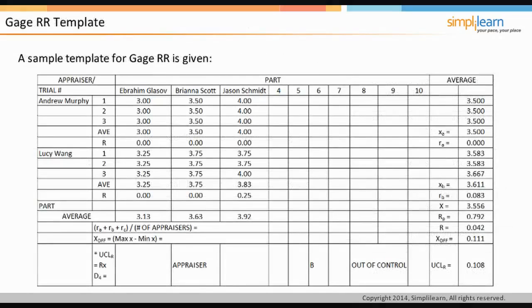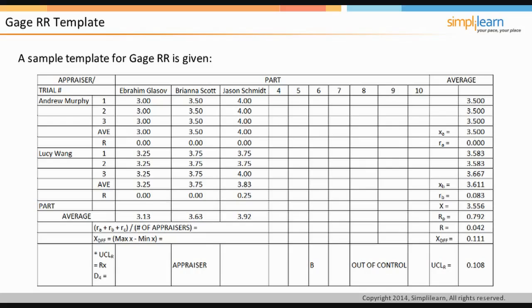A sample gauge RR sheet is given on this screen. The operators here are Andrew Murphy and Lucy Wang, who are the appraisers in this study. They have measured and rated the performance of 3 employees, Ibrahim Glassoff, Brianna Scott, and Jason Schmidt. This is a sample template for a gauge R&R study. The parts are shown across the top of the sheet. In this case, the measurement system is being evaluated using 3 parts: the employees, Ibrahim Glassoff, Brianna Scott, and Jason Schmidt.